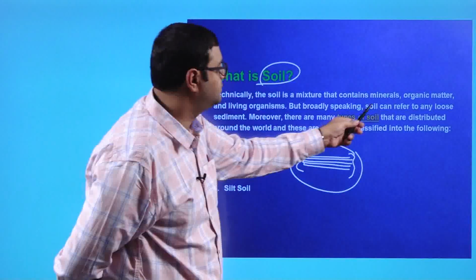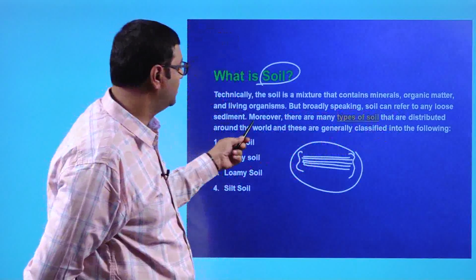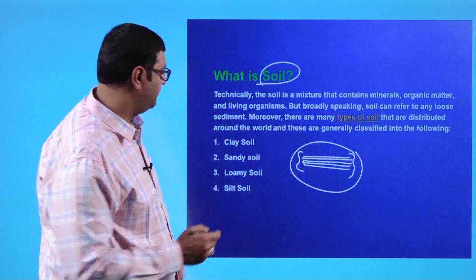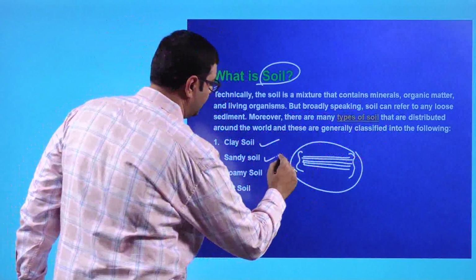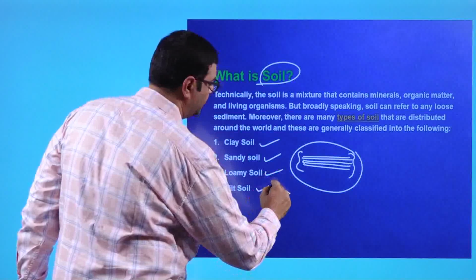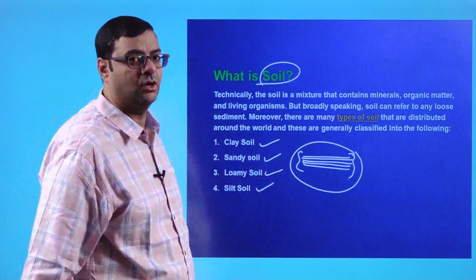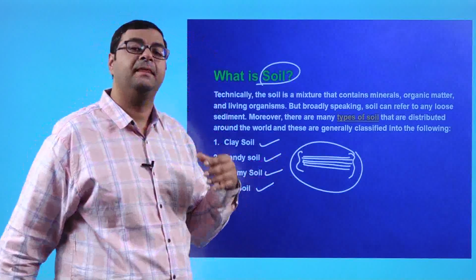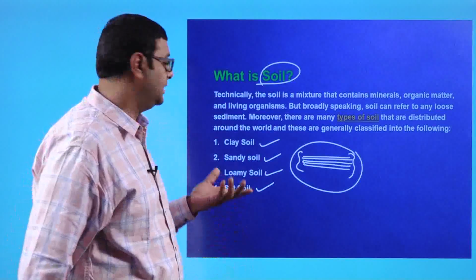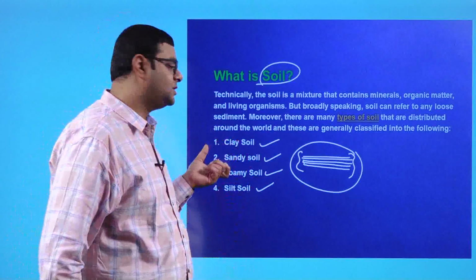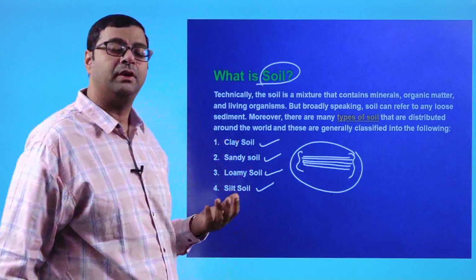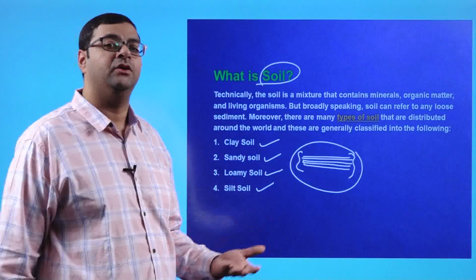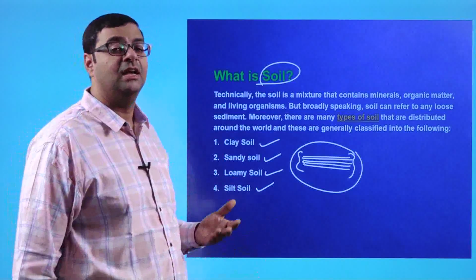Moreover, there are many types of soil that are distributed around the world, and these are generally classified into the following. So you have the clayey soil, the sandy soil, the loamy soil, and the silt type of soil. These soils are distributed around the world, and each soil will have its own nutritive value for the plants and animals as well, which are actually using the soil as a shelter.